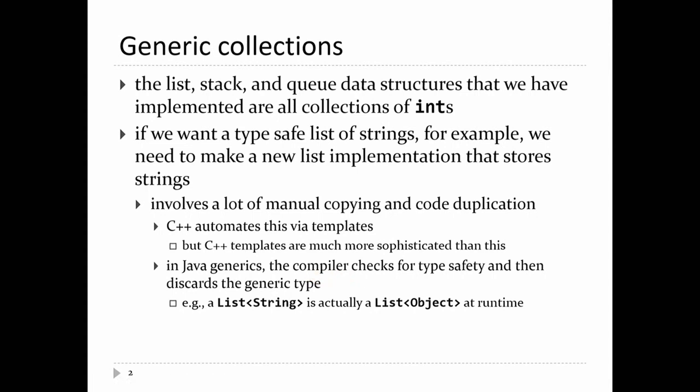Java generics is a completely different mechanism for creating generic types. In Java generics, the compiler reads your code, makes sure you're using the generic structures correctly, and then tosses away the element type. It literally discards the element type. So when you make a list of integer, if you actually look at the code that's generated, the list never knows it's actually a list of integer, which is kind of surprising. So when you make a list of string, for example, at runtime, it's actually a list of object in Java.